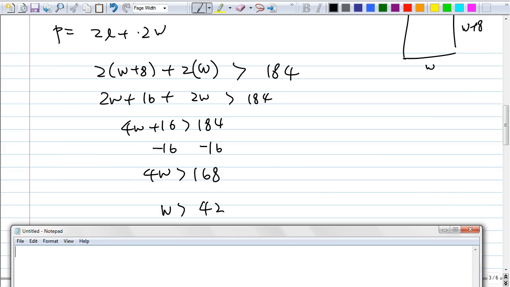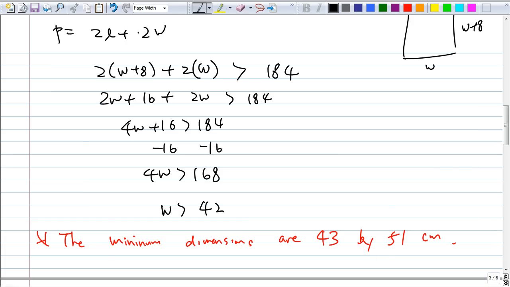Good. Now, Claire said something interesting. She said, what is your answer? You got 43 by 51. Isn't it 42 by 50? Nope. Why is it 43 by 51? You're right, this is correct. And I wanted you to understand. A lot of you I think already got this. Why should it be 43? Because look, we got 42. Where did I get 43 from? W has to be greater than 42.